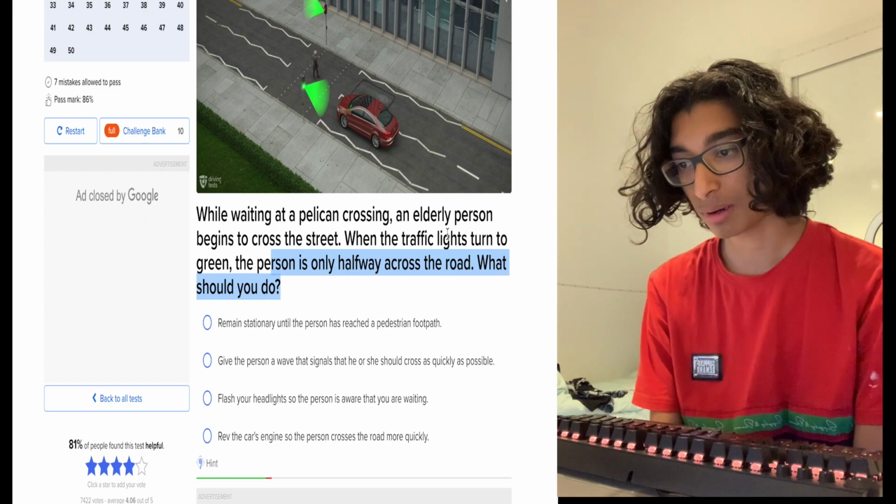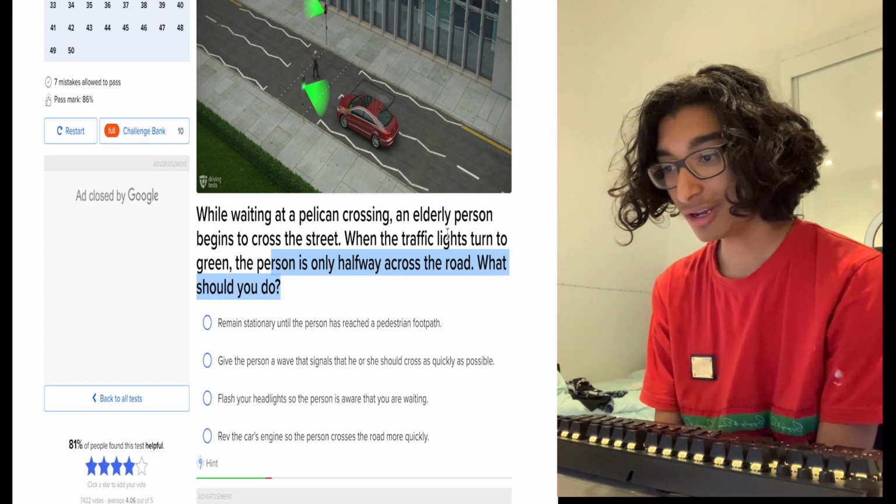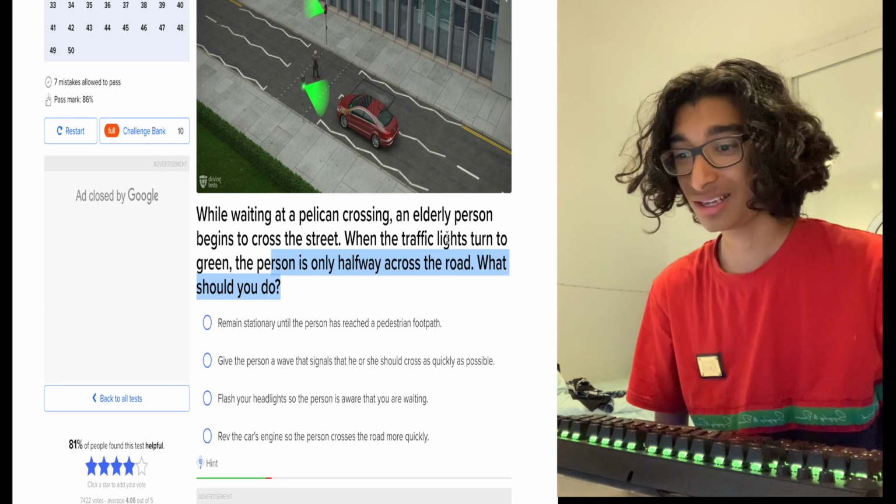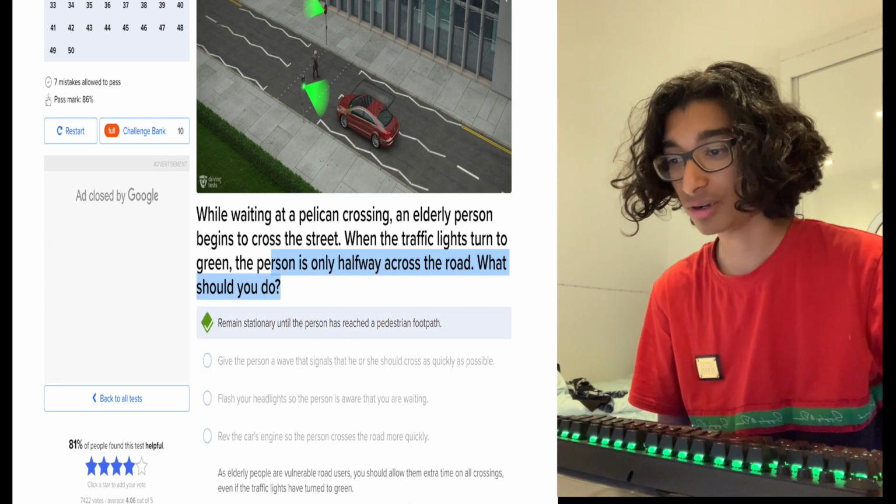Flash your headlights so the person is aware. No, I think that's rude. Rev the car's engine. This is a bit too obvious. It has to be the first one.